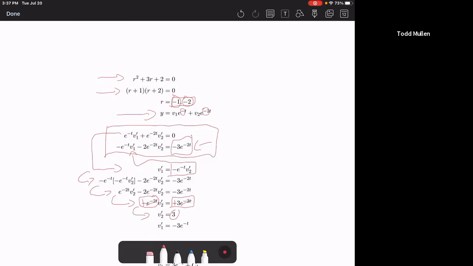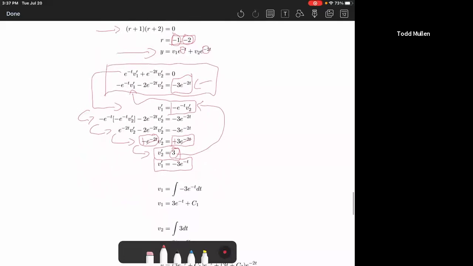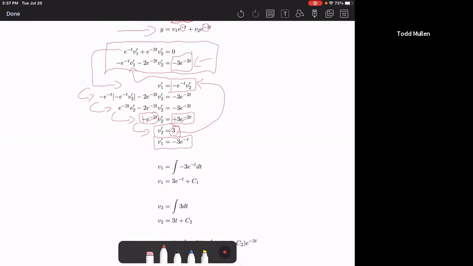So I get v2 prime is equal to 3, and I plug that value back in to solve for v1 prime. So I get that v1 prime is negative 3e to the negative t. So I have my values for v1 prime and v2 prime, and now I'm going to integrate them. The integral of negative 3e to the negative t, that's this one, is going to give me 3e to the negative t plus some constant c1. And the integral of v2 prime is just the integral of 3 dt, which gives me 3t plus c2.